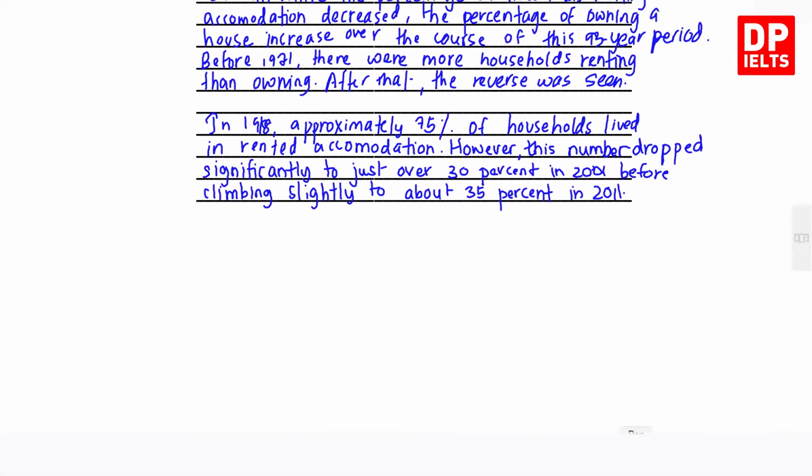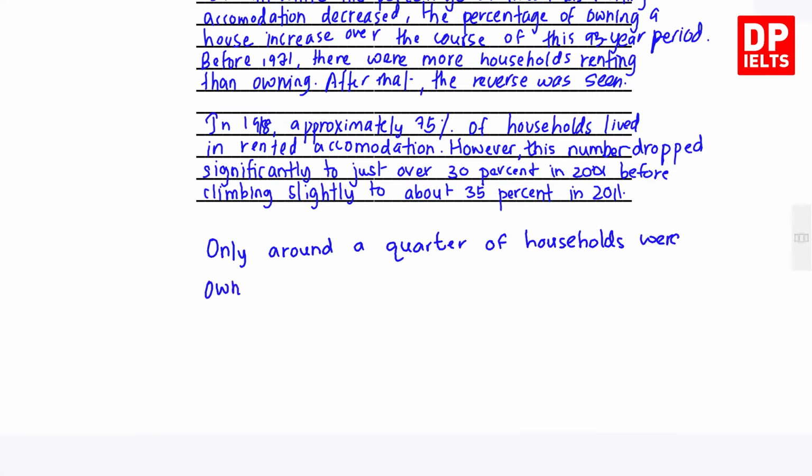Next paragraph. Only around a quarter of households were owner-occupied in 1918.